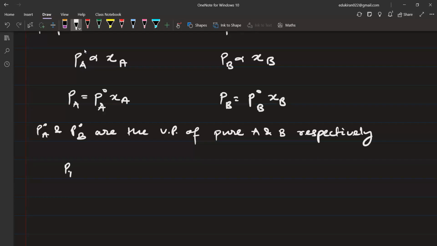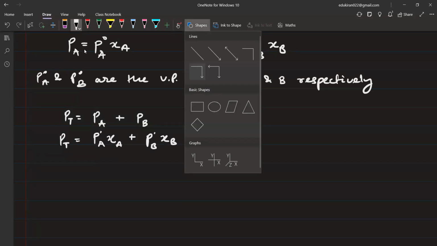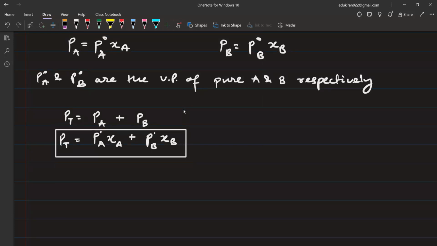Now, the total pressure of the solution will be equal to pressure due to A, that is PA, plus the pressure due to B, that is PB. And PA is equal to, we have seen, P naught A chi A plus P naught B chi B. So this is the formula for Raoults law. This is, I would say, the definition of Raoults. So if you write Raoults law, what is Raoults law? Write the mathematical expression for Raoults law.